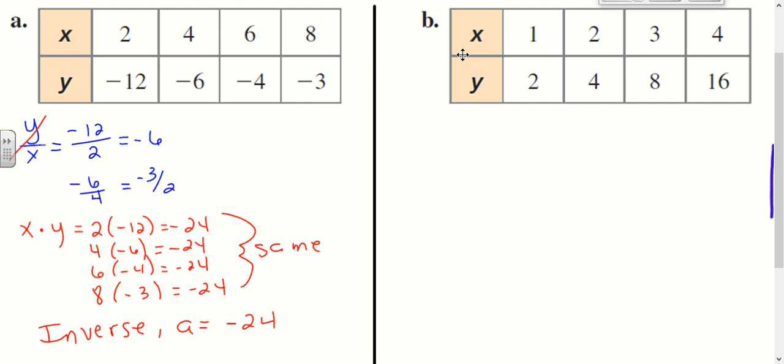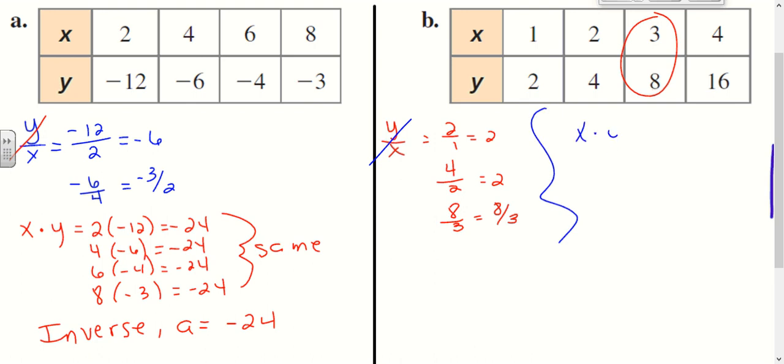All right, let's try that again with b. So we're going to try y divided by x to see if it is direct. We have 2 divided by 1 is 2. 4 divided by 2 is 2. 8 divided by 3 just gives me 8/3. So we were good until there. This point right here messed it up. So it's not inverse. I'm sorry, it's not direct. Now let's try inverse.